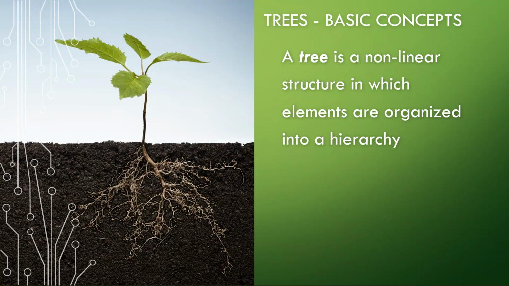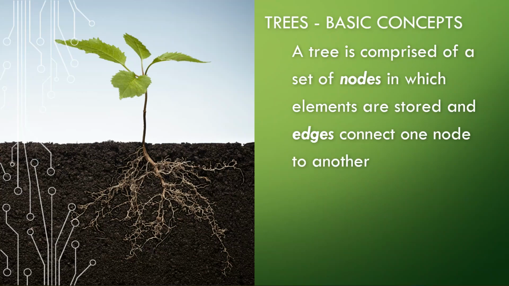Whereas now trees themselves are different. We'll still have nodes and things that connect things together, but what you connect afterwards will branch off like a tree, as you see in the example in the imagery here, into different sides or different numbers of nodes, depending upon the type of tree we're working with and the problem that it's being applied to. So a tree is comprised of a set of nodes in which the elements are stored, and edges connect one node to another.